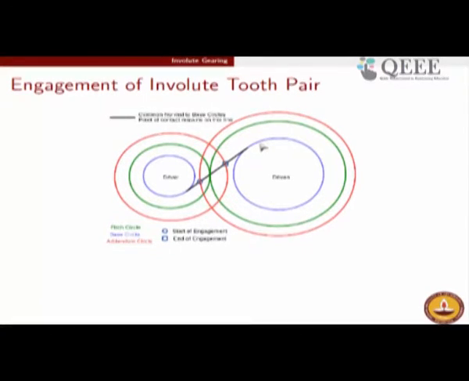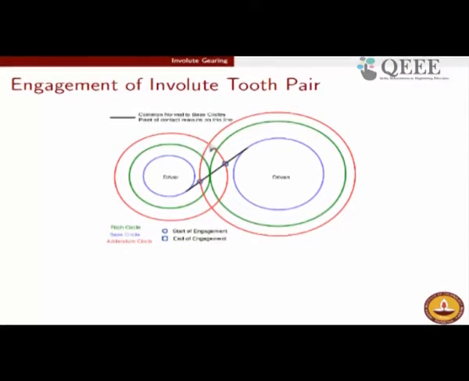But the engagement will actually start when the addendum of the driven gear is passing through this point of contact. Wherever the addendum of the driven gear intersects this tangent to the base circles, we have the start of engagement. So this point is the start of engagement.